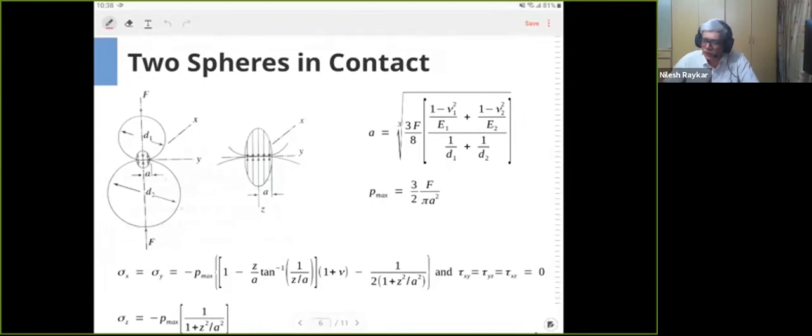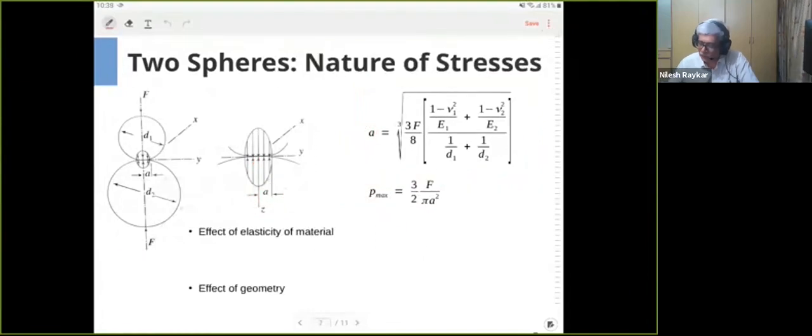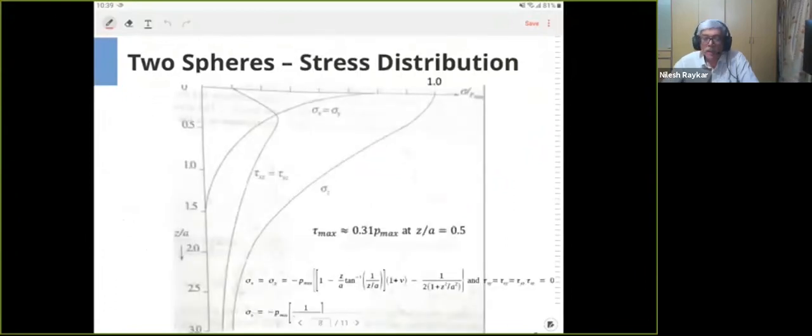In this equation, the first part is finding out the contact width, which is denoted here, and then calculating the contact pressure, the maximum contact pressure, which occurs at the center of the contact zone. Based on that, you can calculate the remaining stresses. In this context, we have also seen how the stresses vary. The normal stresses reduce as you go towards the inside of the body.